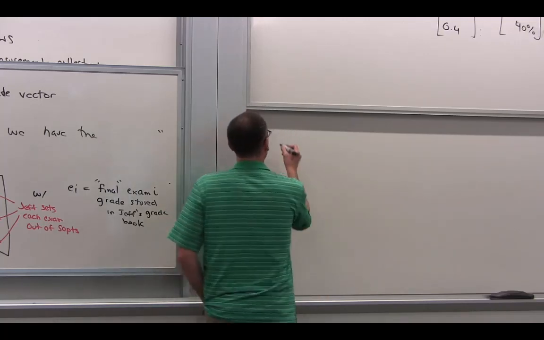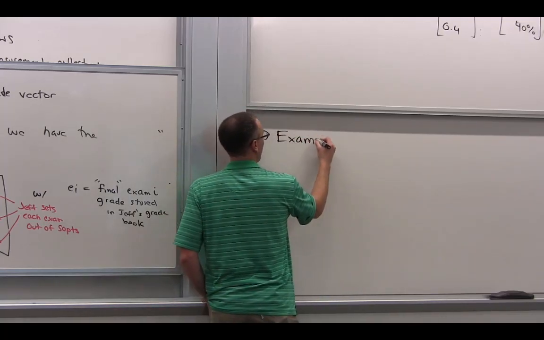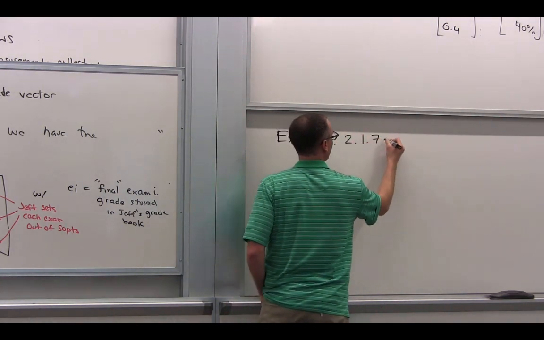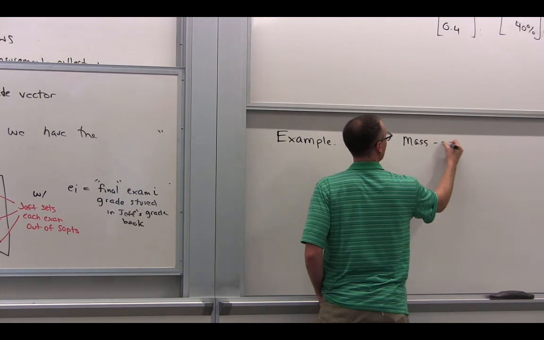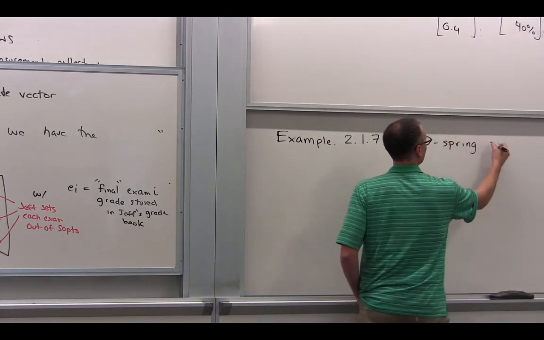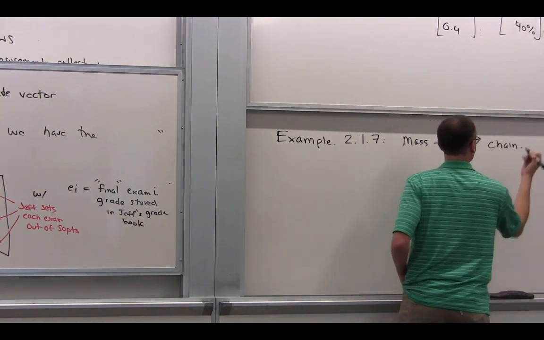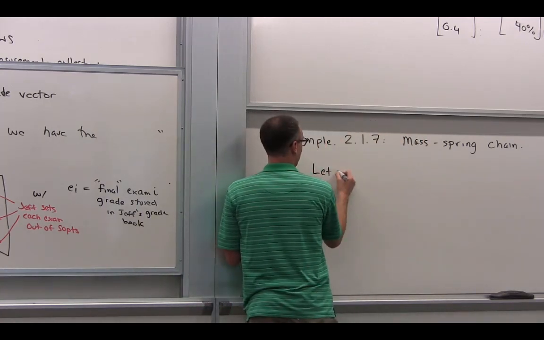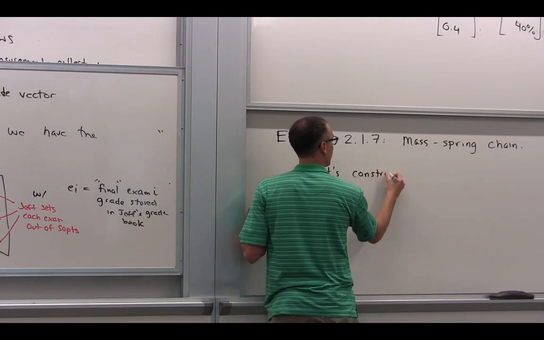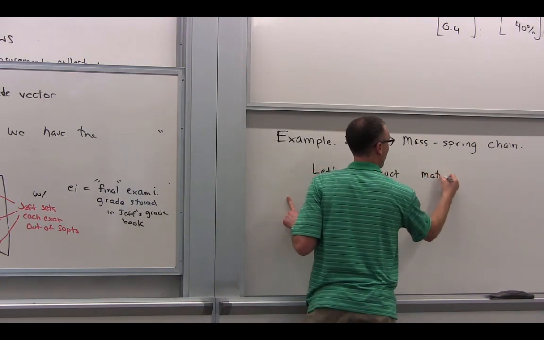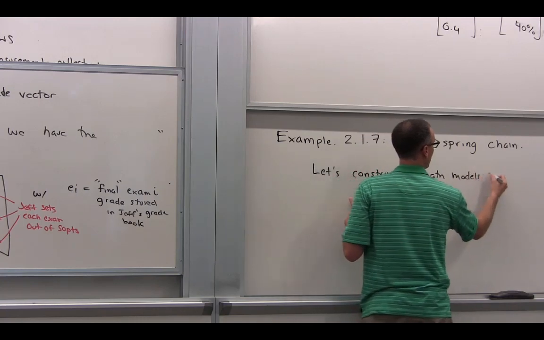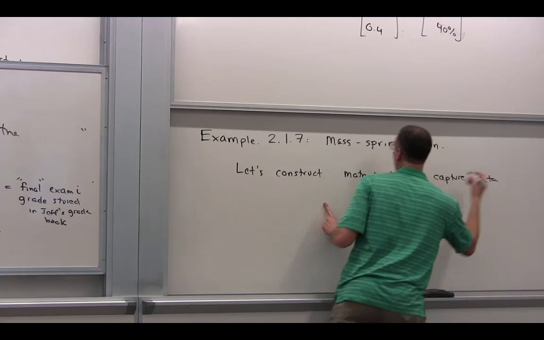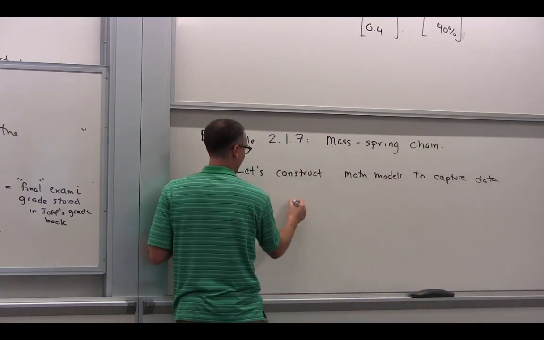So this is going to be what we call example 2.1.7. This is called a mass spring chain. Okay, and what I want to show is, let's construct math models to capture data from, can you guess what I'm about to say?